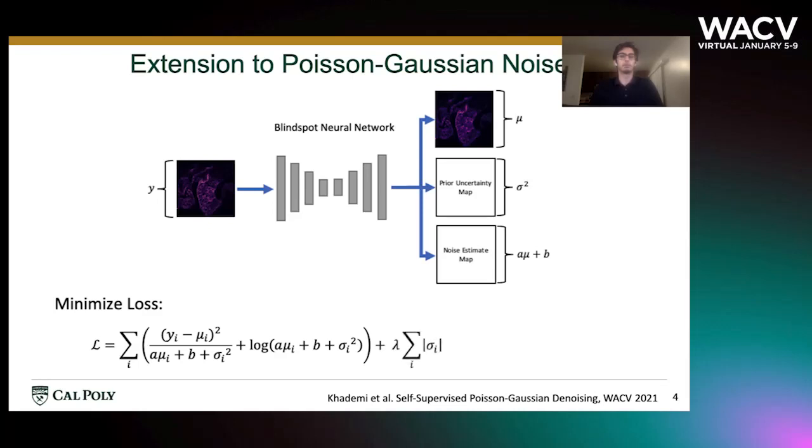Because the prior uncertainty and noise level estimates are interchangeable, we need to add a regularization term to our loss to encourage the prior uncertainty to be small. In practice, we found that the choice of lambda strongly affects the results.